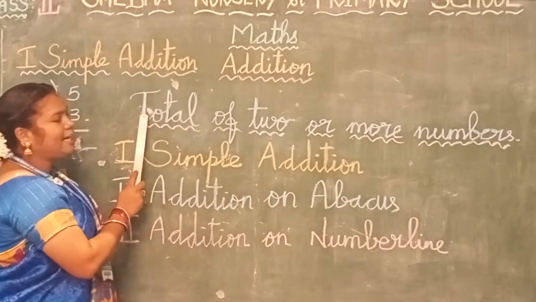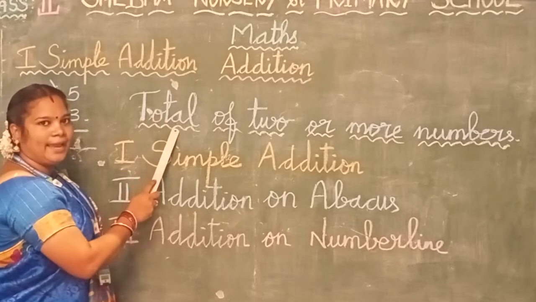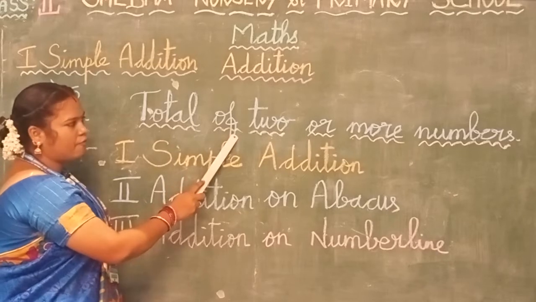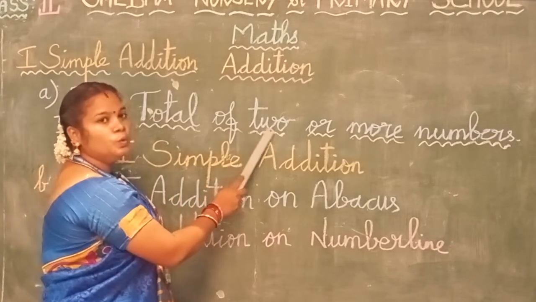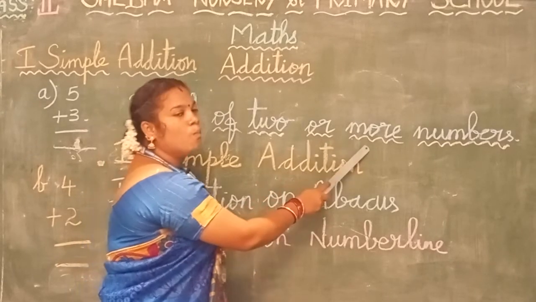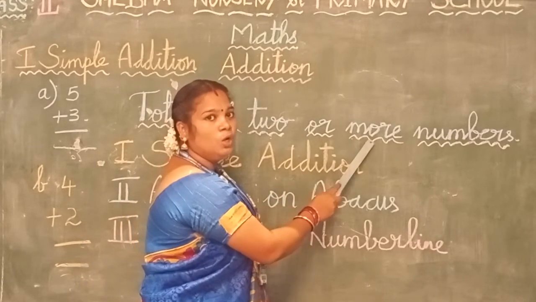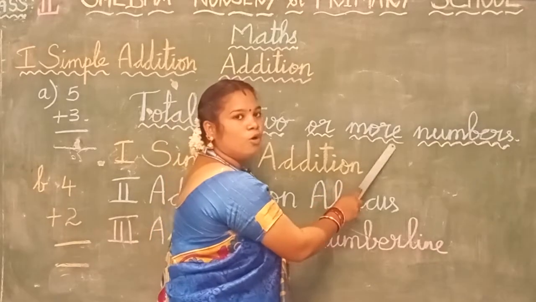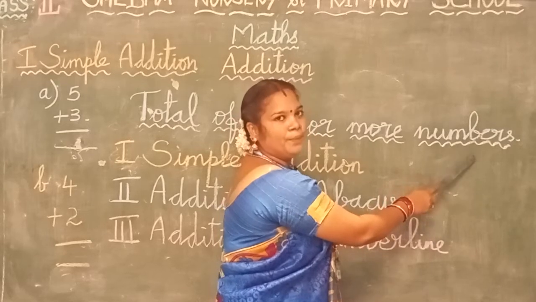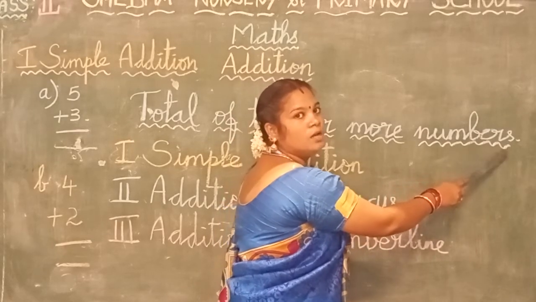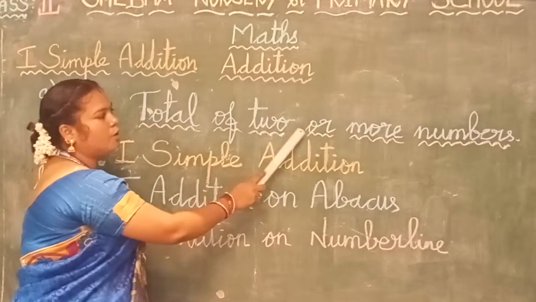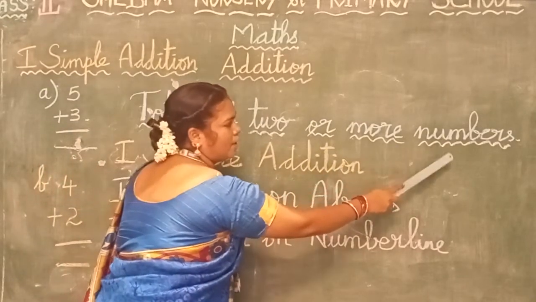Total. T-O-T-A-L. Total. O-F. Of. T-W-O. Two. O-R. More. Numbers. Total of two or more numbers.